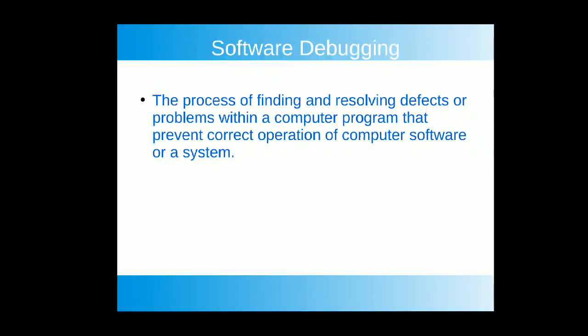Even if we give a lot of care and attention during program development, we cannot say that the program will be free from errors. There will definitely be some errors in the program. So here we use software debugging techniques to find out and rectify those errors. Software debugging is a process of finding and resolving defects or problems within the computer program that prevent the correct operation of the computer software or a system.